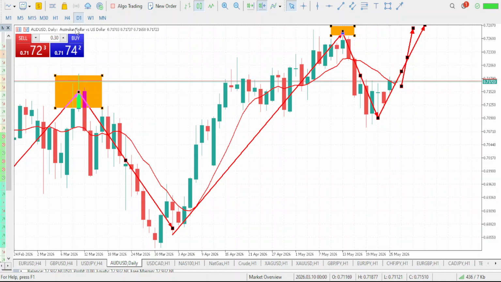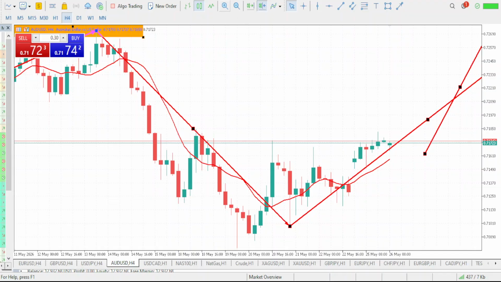So the best thing you can do is to go in for the buy or your buy position. Now guys, a bullish move for the day is what you should be expecting.